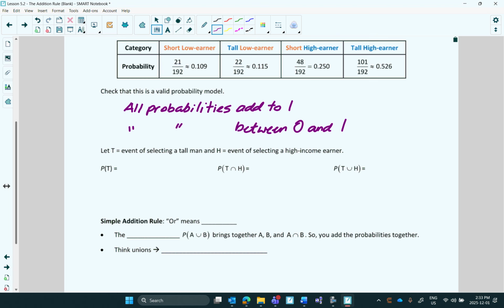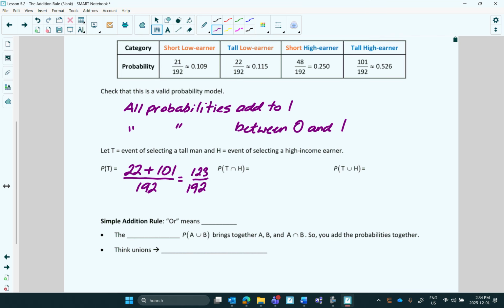What would you add? So you'd add the 22 tall low earners to the 101 tall high earners out of 192. And you get 123 out of 192. And remember, you can leave it as a fraction, it doesn't have to be reduced.